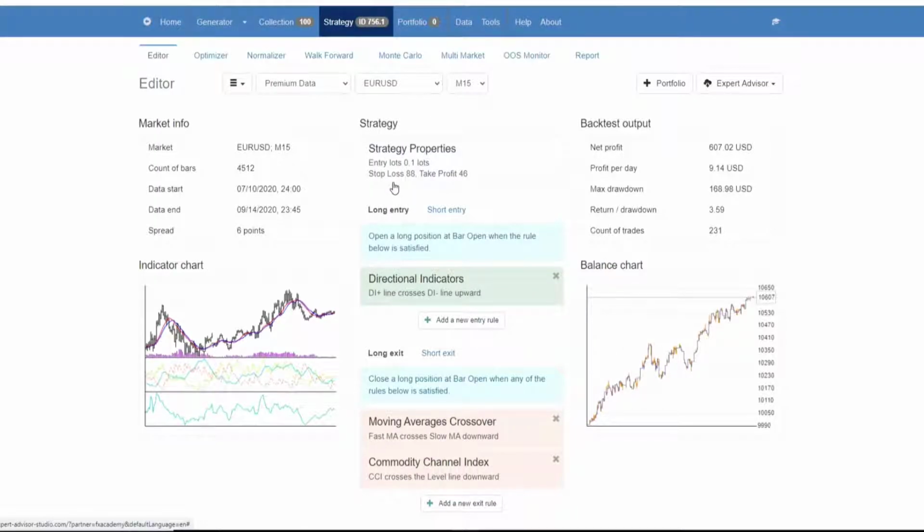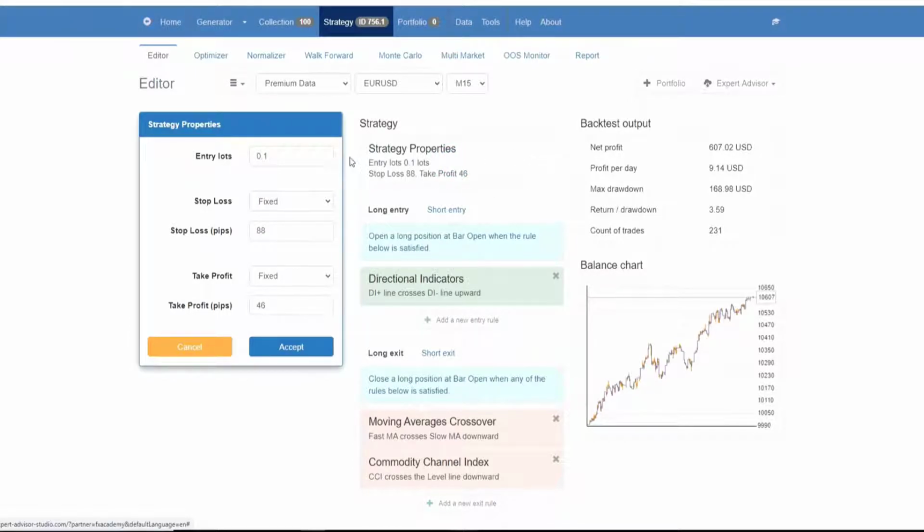Following on from the last video, I want to talk more about stop loss and take profits as part of the strategy properties. Stop losses and take profits are an essential part of any trading strategy and expert advisor. EA Studio has the capability to build in the two strategies very easily. And how we do that is we click on the strategy properties.